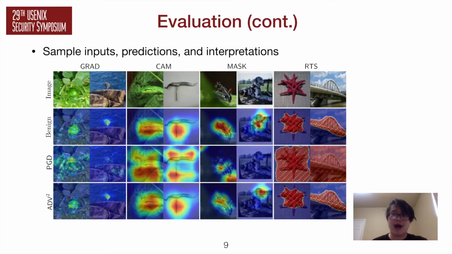The first row are benign inputs. The second row are attribute maps for the benign inputs. The third and the last row show the attribute maps generated by PGD and our ADV2 attack. As we can see, we visually validate that the ADV2 attack is better at fooling the interpreters.